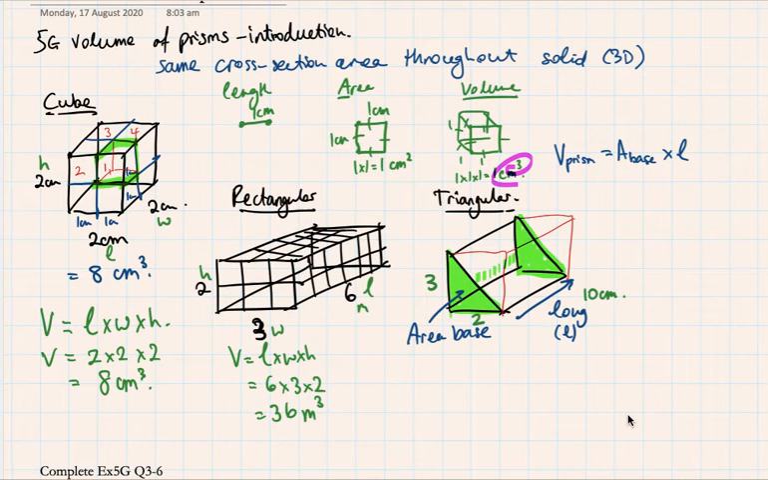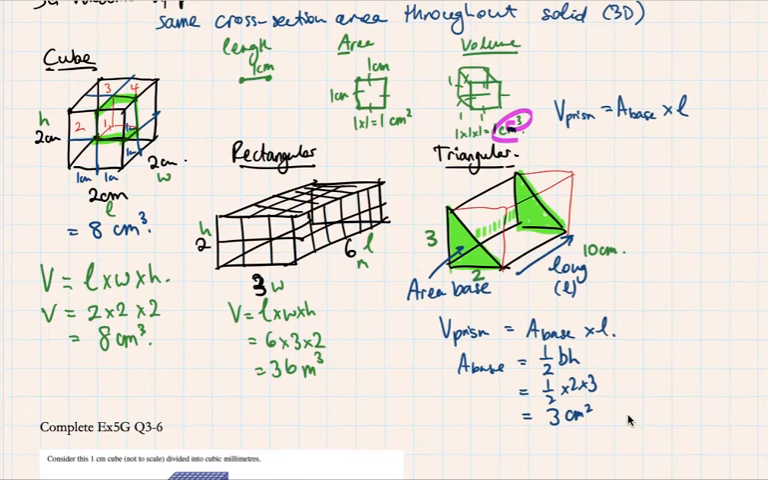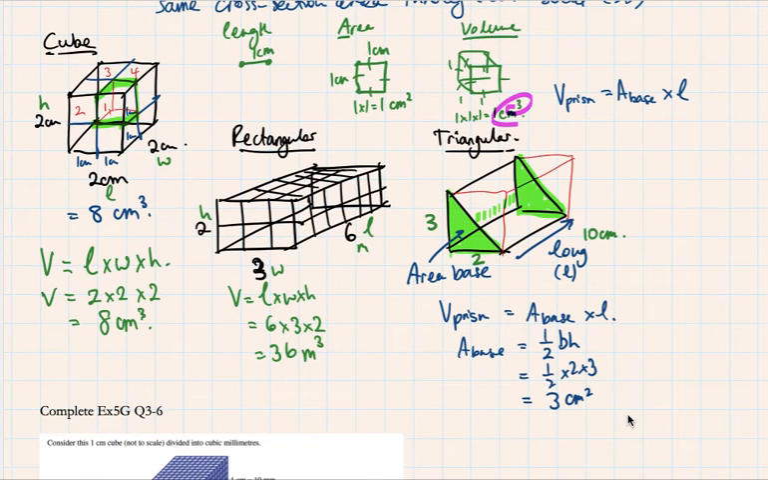So, volume of the prism is equal to area of the base times by length. Well, we know the area of the base is a triangle. So the triangle is half times base times height, which is half times 2 times 3, which is 3 centimeters squared. So we've now found the area of the base. Now we can work out the volume of this prism. The volume is equal to 3, which is area of the base, times by length, which is 10. So therefore, this must be 30 cubic centimeters.